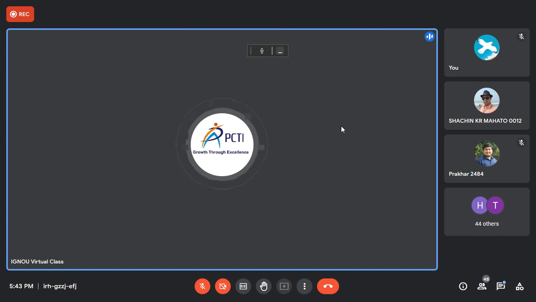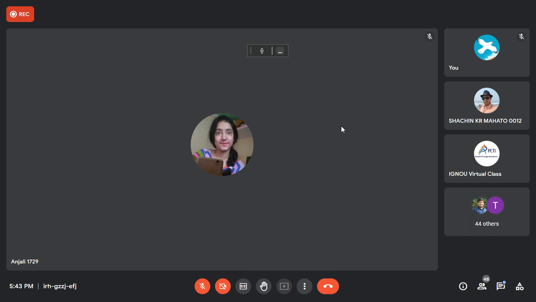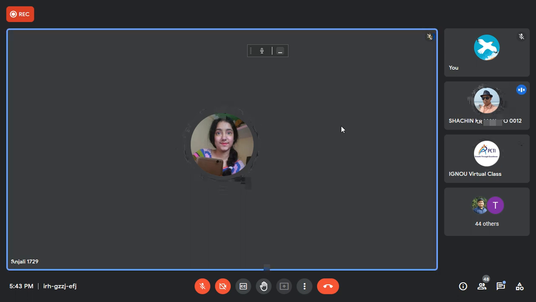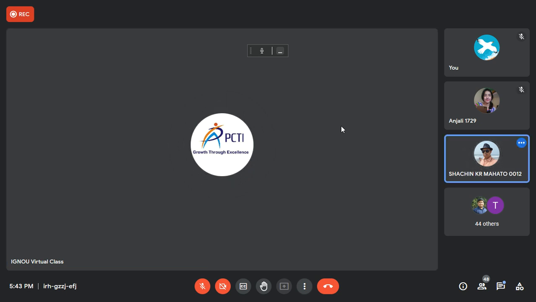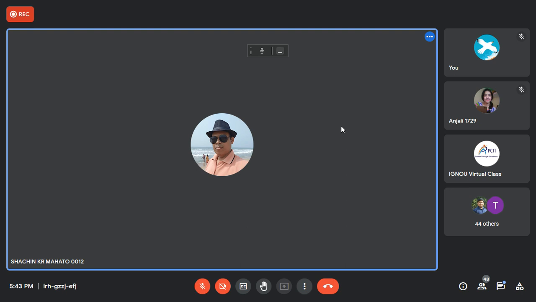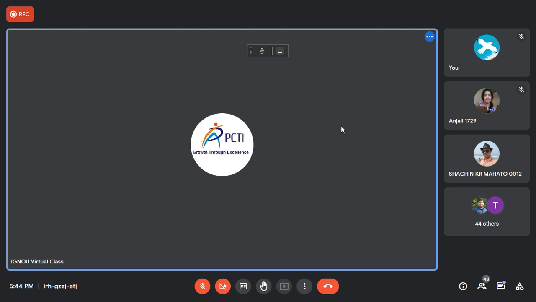Proceeding to unit number 2. In unit number 2, binary search algorithm with complexity, merge sort and quick sort, Strassen's matrix multiplication, integer multiplication.